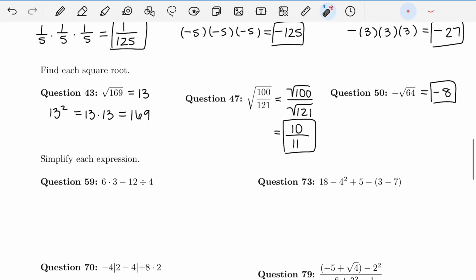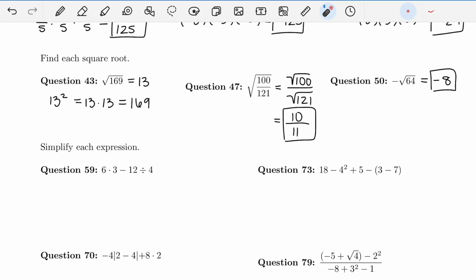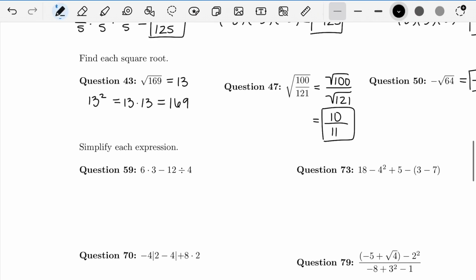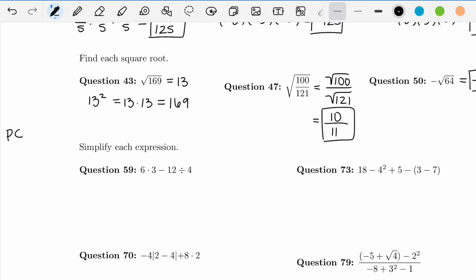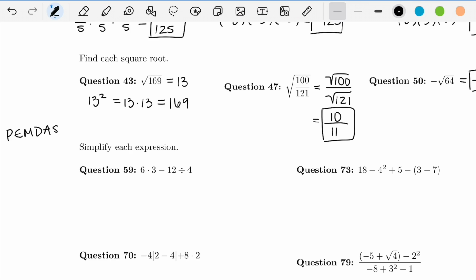All right, now let's move on to simplifying some expressions. So in this case, what we're going to do is use our order of operations, and something that can help us remember that is PEMDAS. Now this stands for parentheses, exponents, multiplication, division, addition, and then subtraction. So we're always going to do parentheses and exponents first, and then multiplication and division second, and this will depend on the order from left to right.